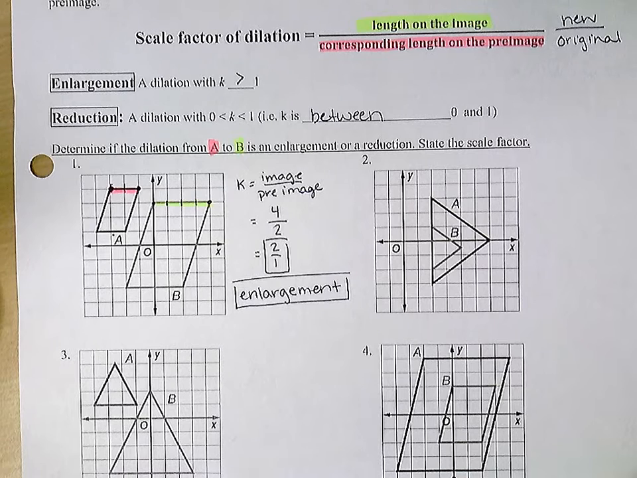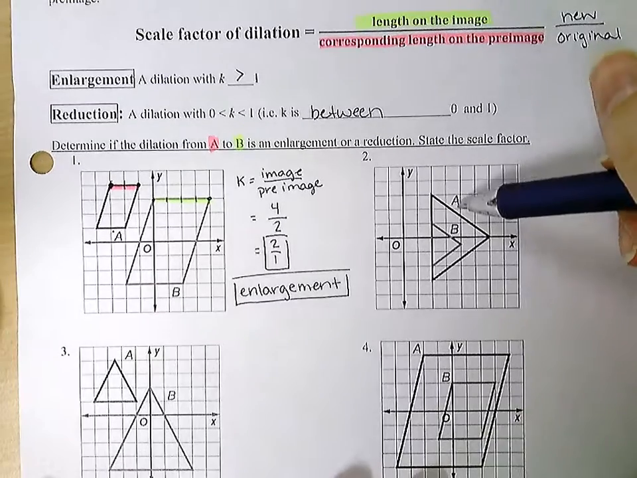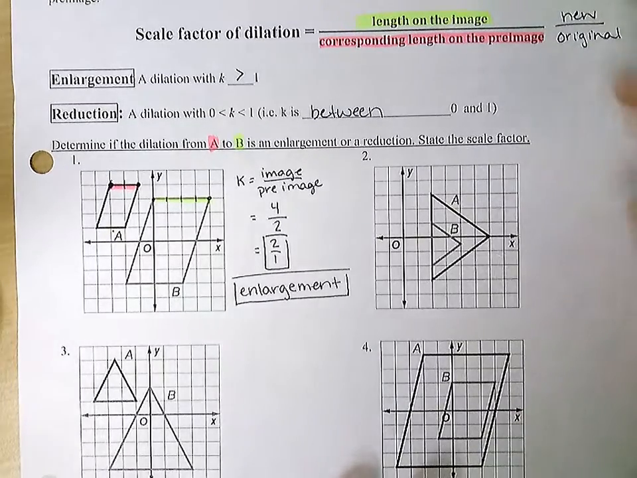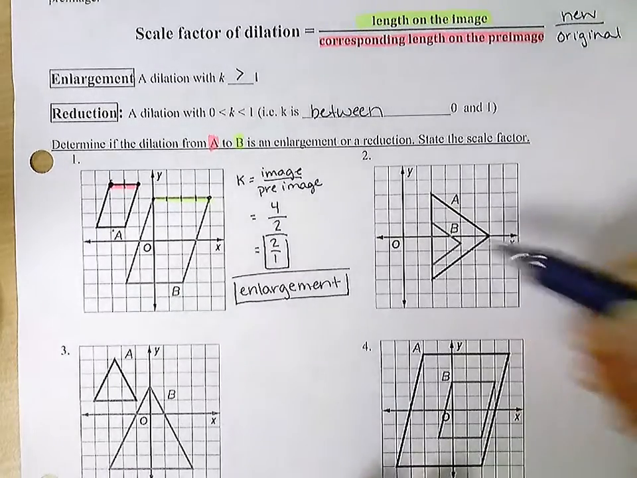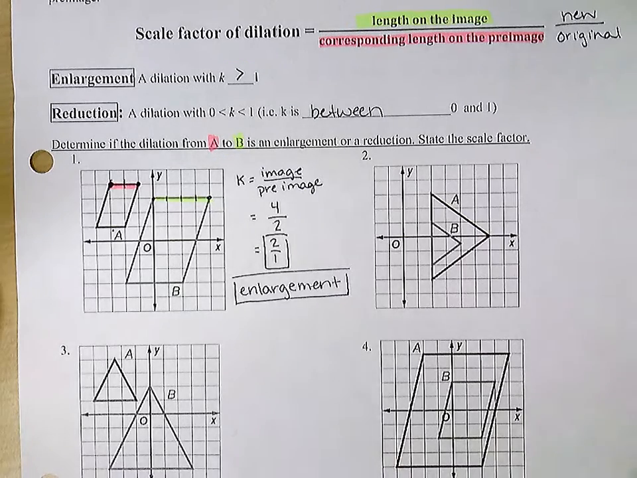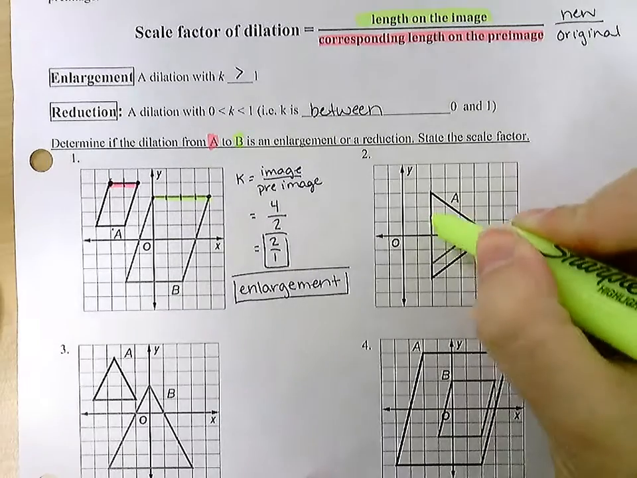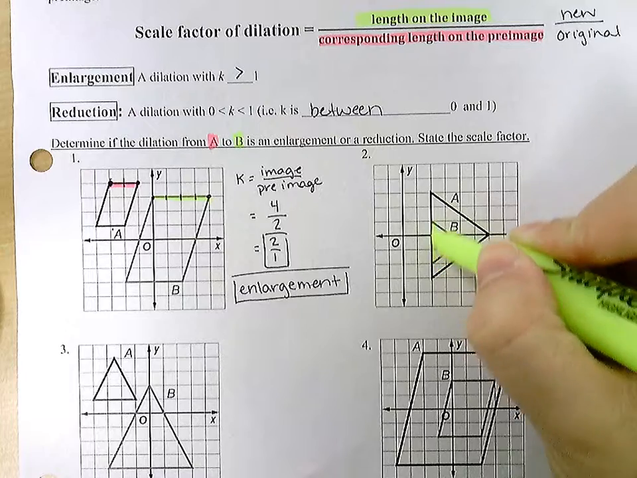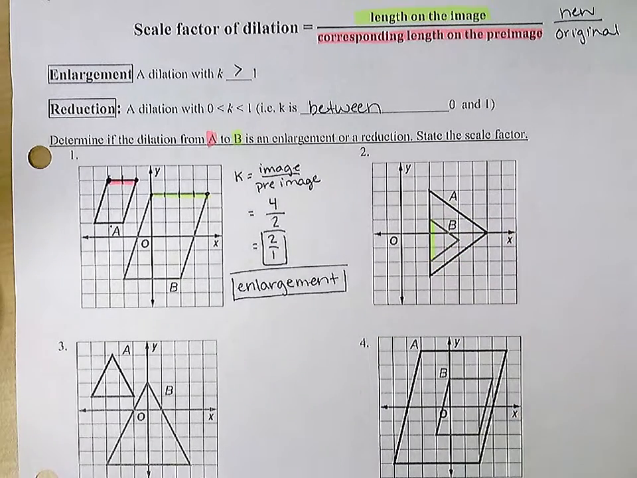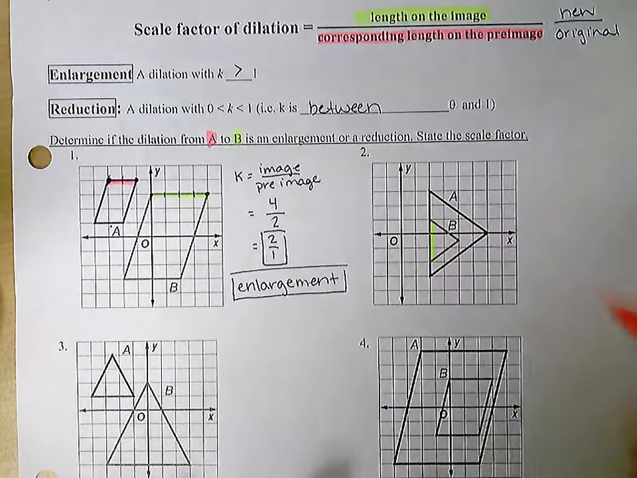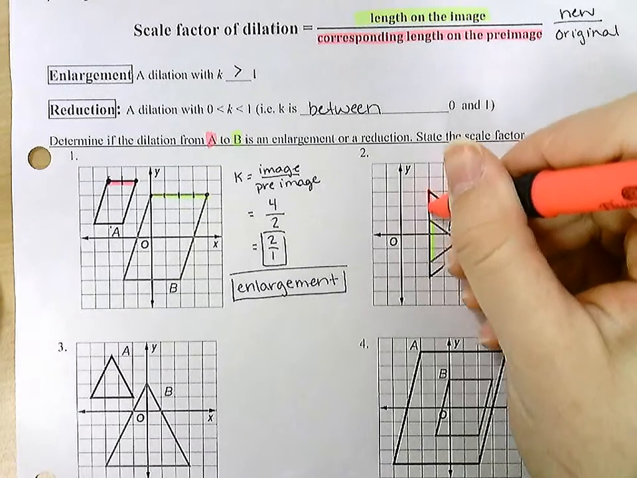Okay, we're going to look at number 2 then. And we want to do the same thing. So we're going from A to B. So that means B is your image. Okay, so B is your image. That's your new figure. And A is your pre-image. That's your original.